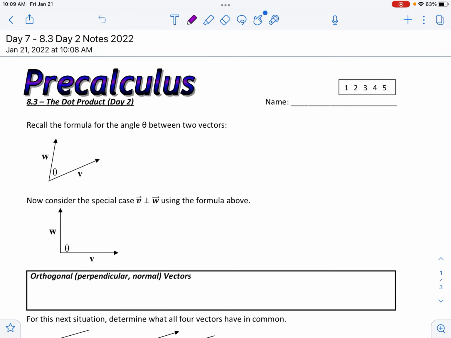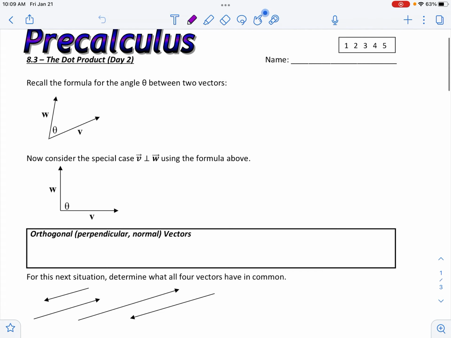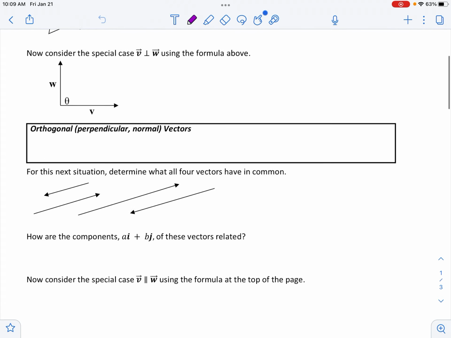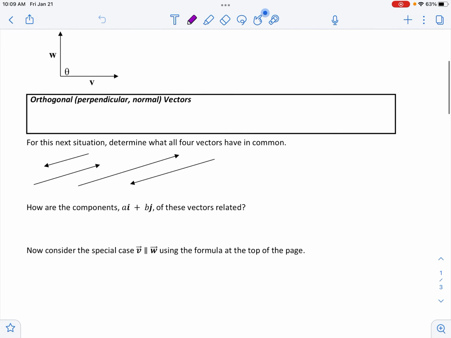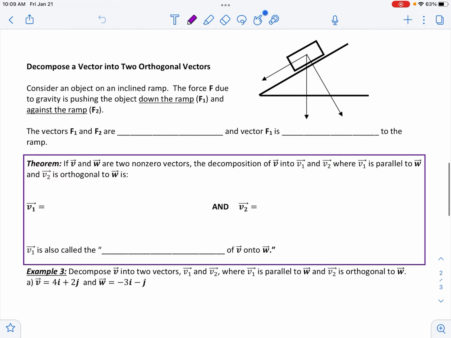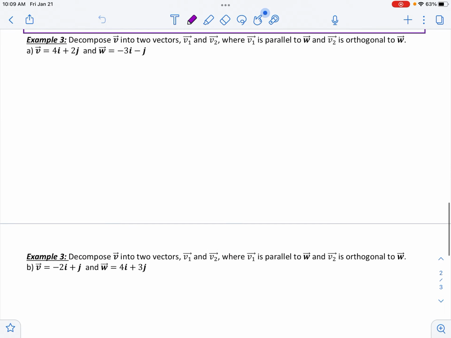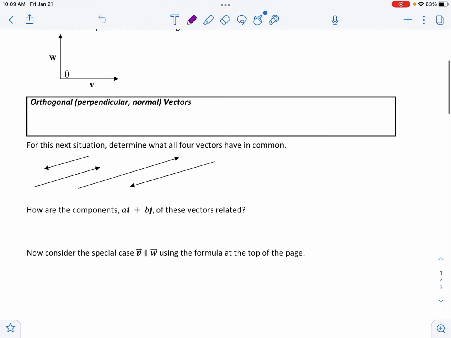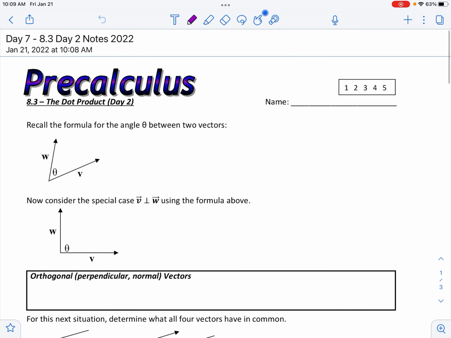All right, so this is 8.3 day 2, which the directions say is the dot product, but that's because that's what it's called in the textbook. What we're talking about today is whether two vectors are orthogonal or parallel, and then we're also going to decompose a vector into two orthogonal vectors. Let's go ahead and get started.